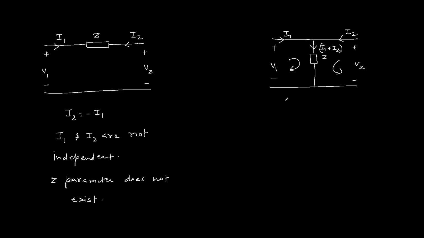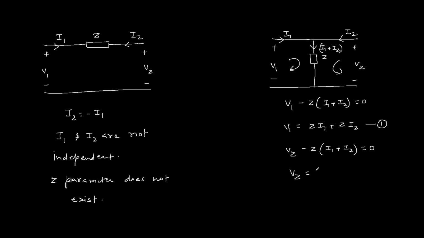So KVL in the first loop is V1, drop across Z, which is Z(I1 + I2), or we can simply write V1 is Z I1 plus Z I2. This is the first equation. KVL in the second loop, rise in voltage V2 and then drop across Z, which is Z(I1 + I2). So V2 is Z I1 plus Z I2.